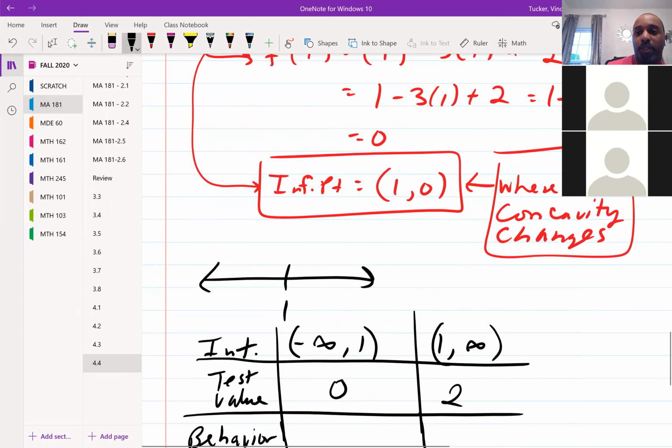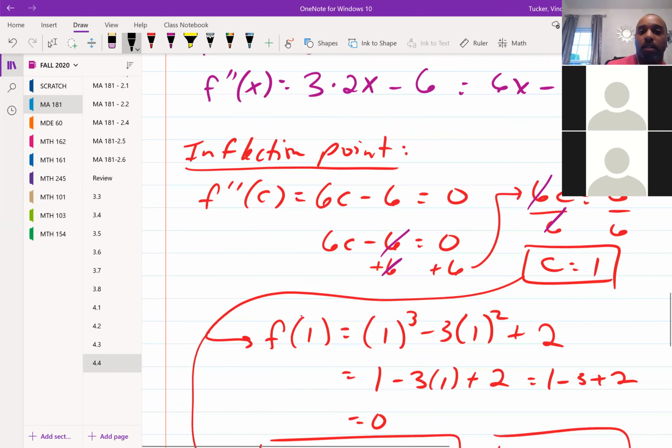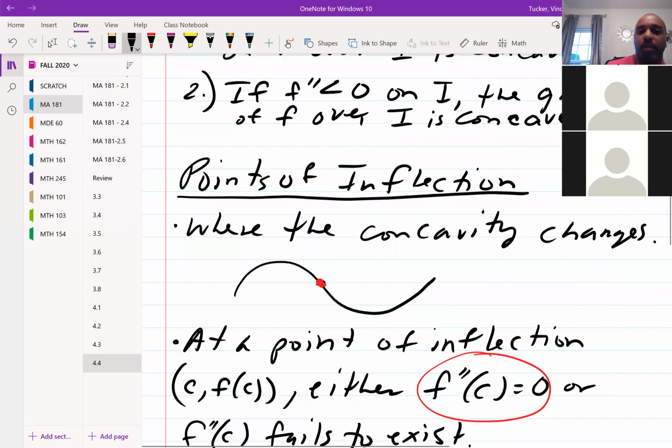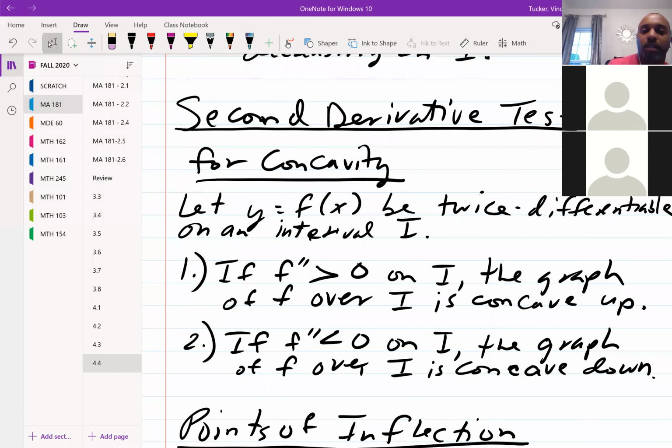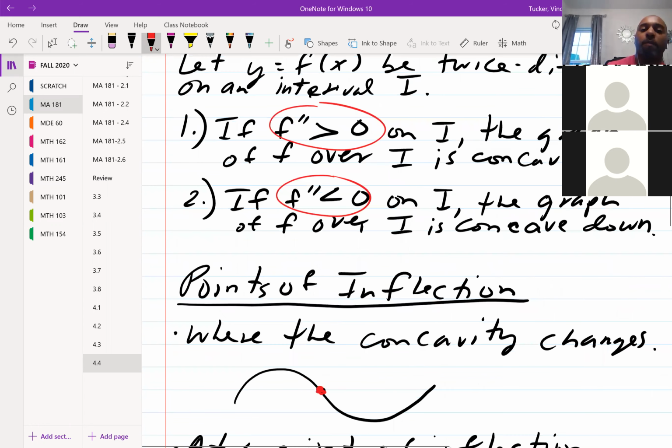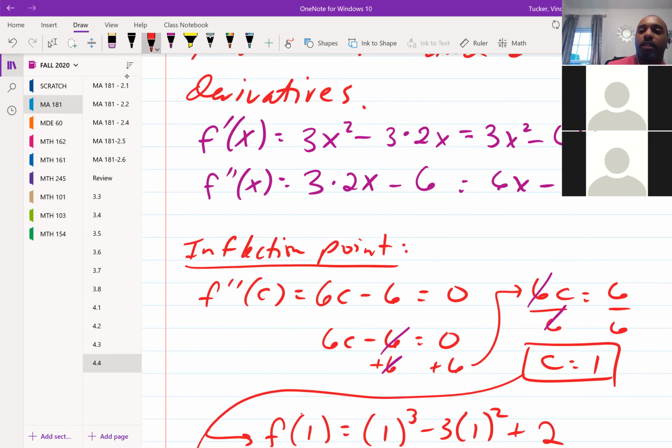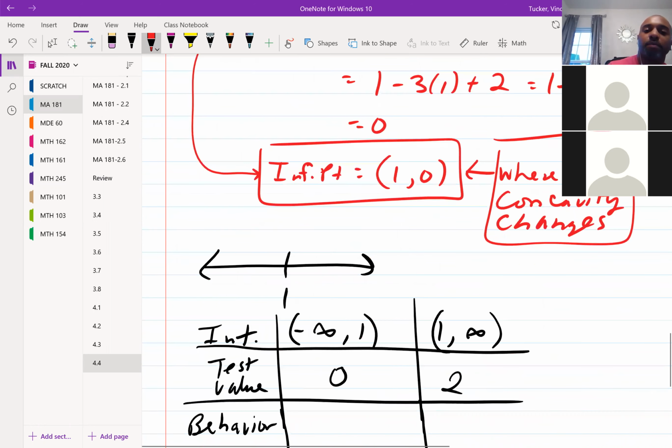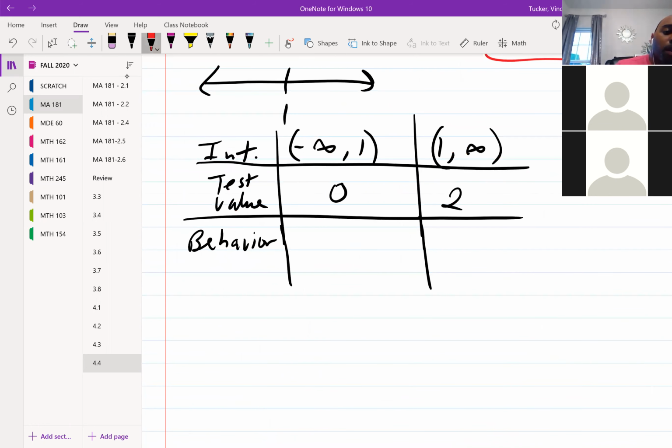But remember, what we're testing, let's go back up, is concavity. What we're testing is whether the second derivative of f is less than or greater than 0. So we go back to our function of 6x minus 6 and plug it in. So that's going to be negative 6.